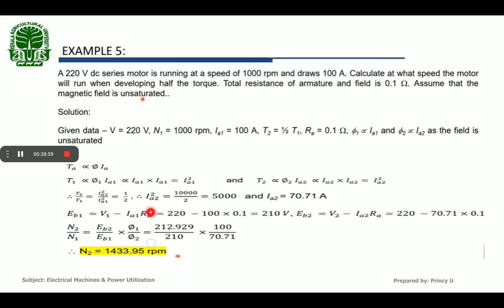So Ia2 squared should be equal to what? Ia is given as 100 ampere in the first case. So Ia2 squared by Ia1 squared is 1 by 2, and if you substitute the Ia1 value, 100 into 100 by 2, that is 5000 is the value for Ia2 squared. From this you can find the second case armature current Ia2 is 70.71 ampere.